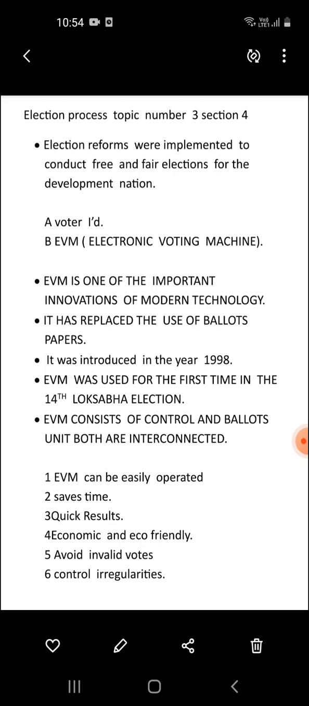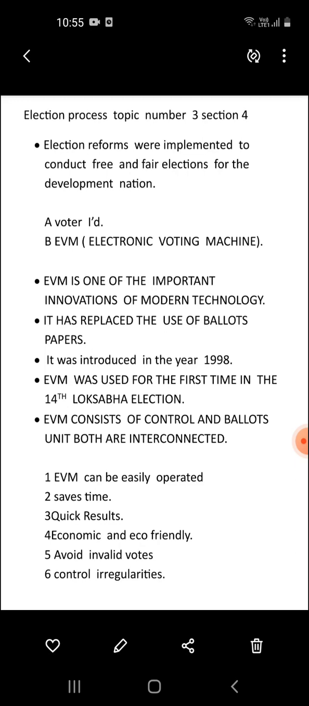Now let's discuss the questions and answers which are important from this chapter for your examination. You may get a question: explain the function of the Election Commission. At that time, first you have to write the meaning of election, then methods, then why the Election Commission came into existence, what was its purpose, and what are its functions.